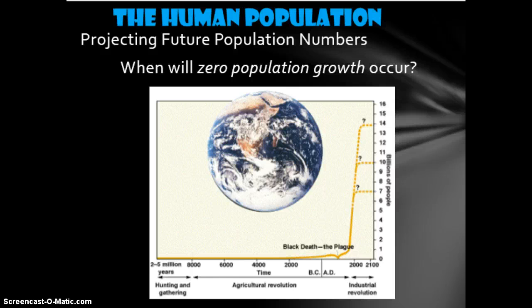So what we're going to start looking at here is what's going to happen in the future because of these patterns. We have more and more LDCs that are becoming more highly developed, and how is that going to affect our human population? So come in ready to think about that tomorrow.